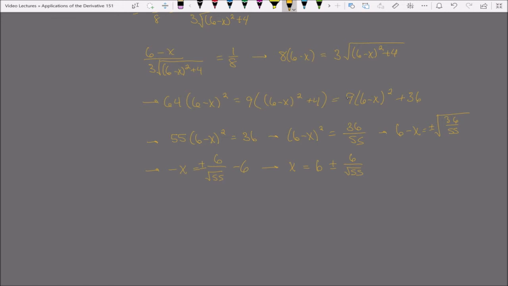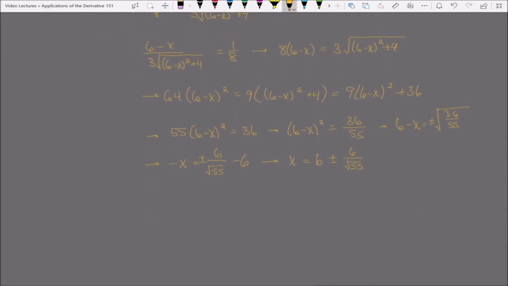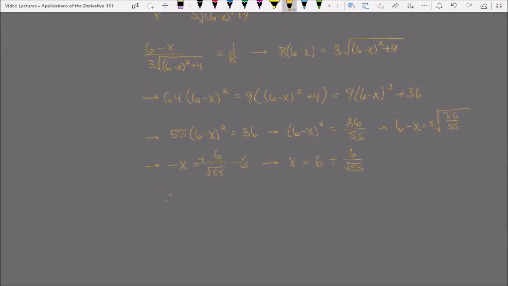Well, take 6 over root 55. That's clearly a positive number. Adding it to 6 is going to make it larger than 6, which we can't have. So the only point of interest is 6 minus 6 over root 55.